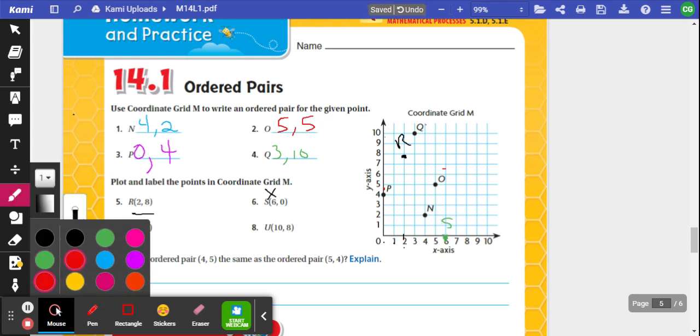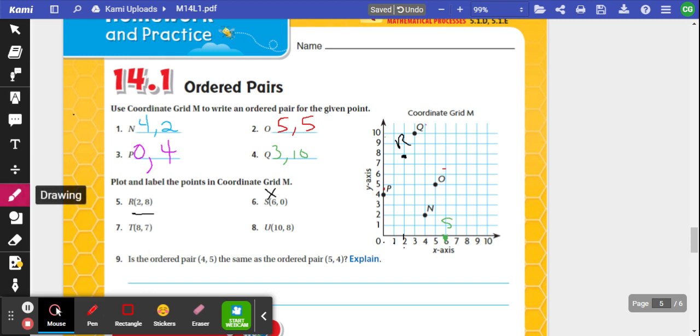The next one is T. I need to plot T. So I start at the point of origin at 0, and I'm going to move to the right. 1, 2, 3, 4, 5, 6, 7, 8. So I'm right here, and I'm going up 7. So it's 1, 2, 3, 4, 5, 6, 7. And that's where I'm plotting. I'm double checking, and so I'm going to put T. Now, some of you were not counting correctly, so you would get it one column over, so be super careful.